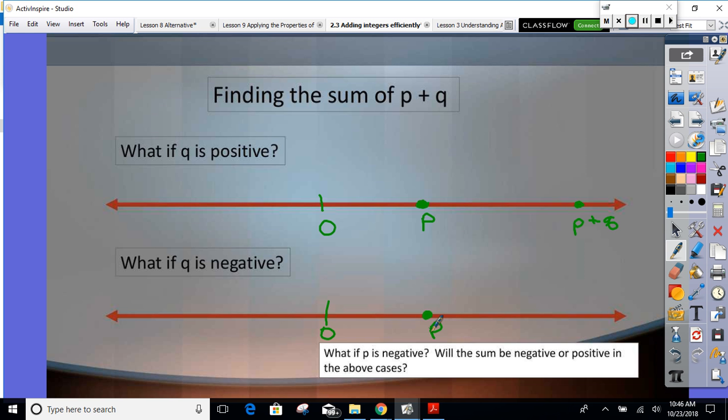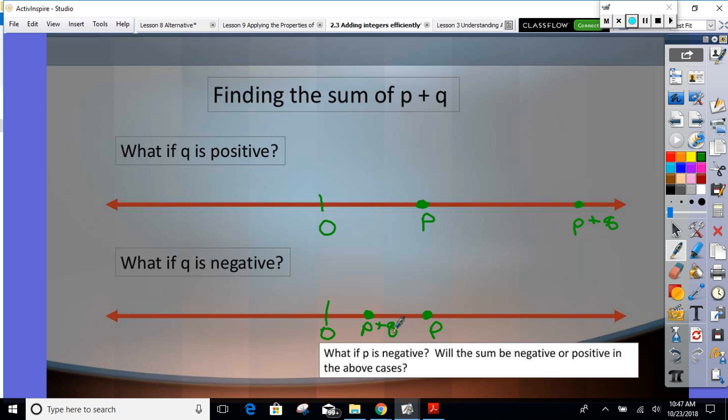Natalie? The left. To the left of P. So could it be here? Yeah. Yeah, P plus Q might be here if it was negative. If it were here, P plus Q would be a positive number, right? Mark? Is this just a paper that you took a picture of?